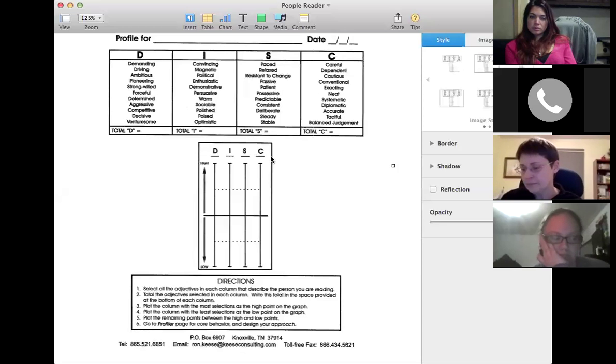You always want to talk about "we" when you're talking to S's, because S's love being part of the team, and that's the way we want to approach them. We want them to be part of our team because here's what we do as a team. That's very powerful.